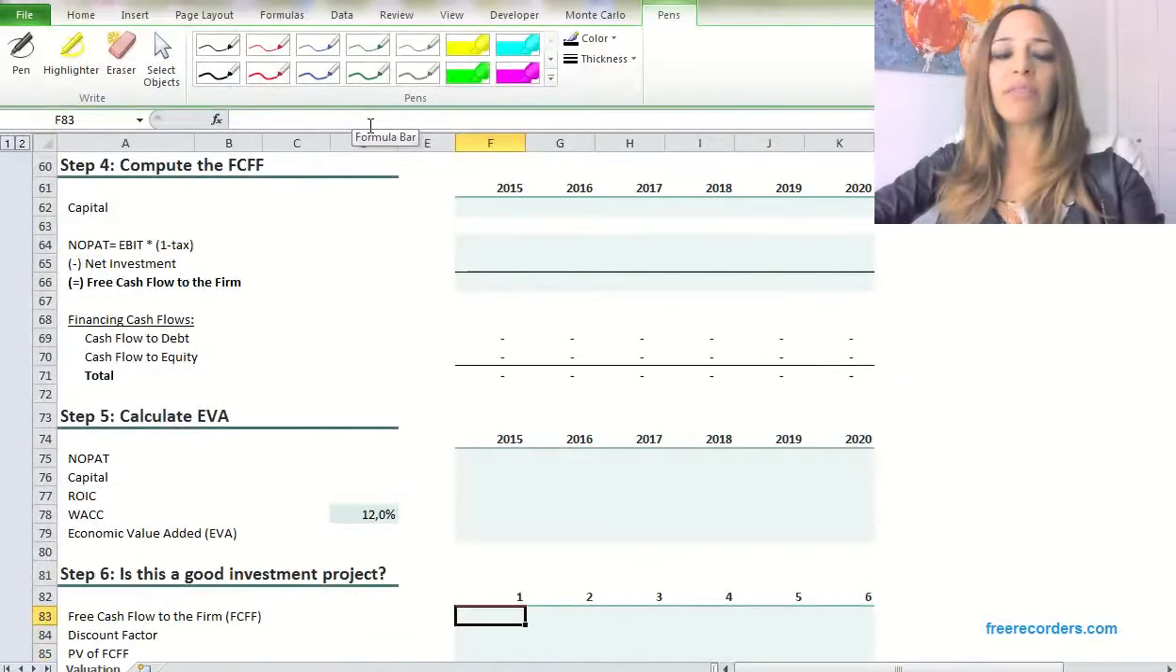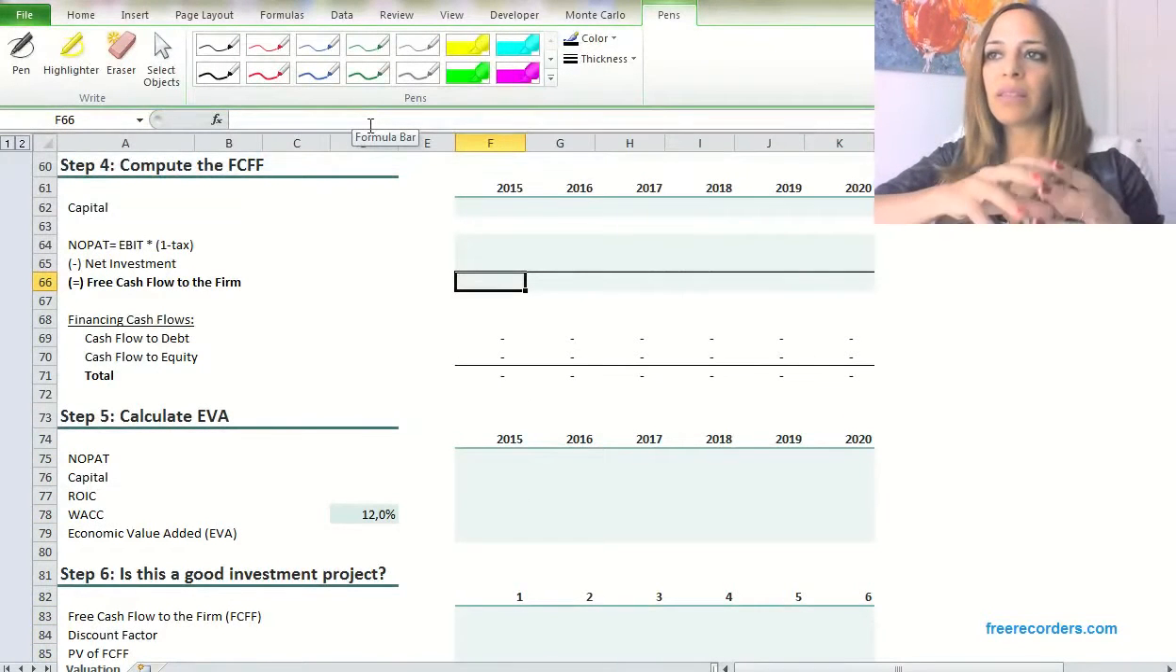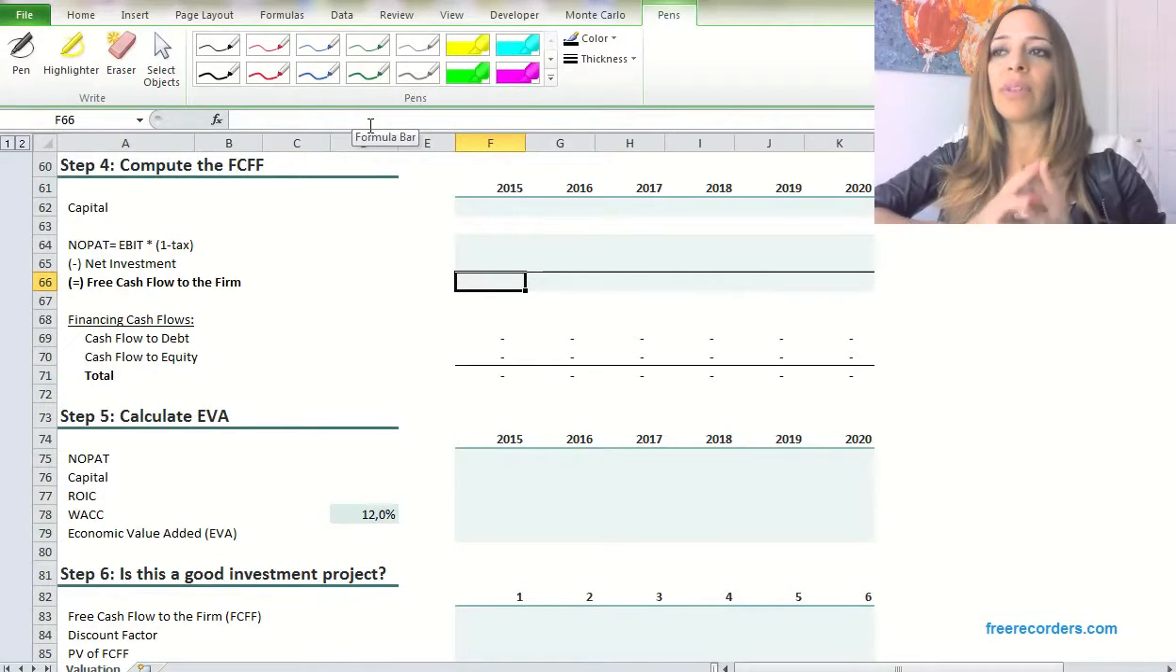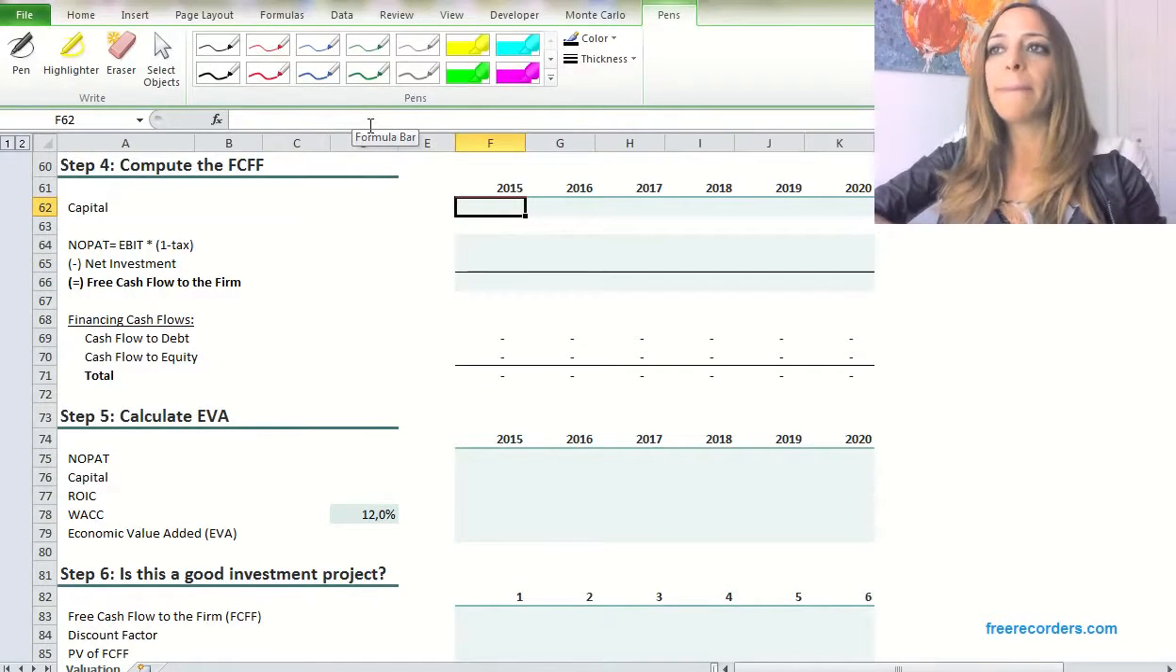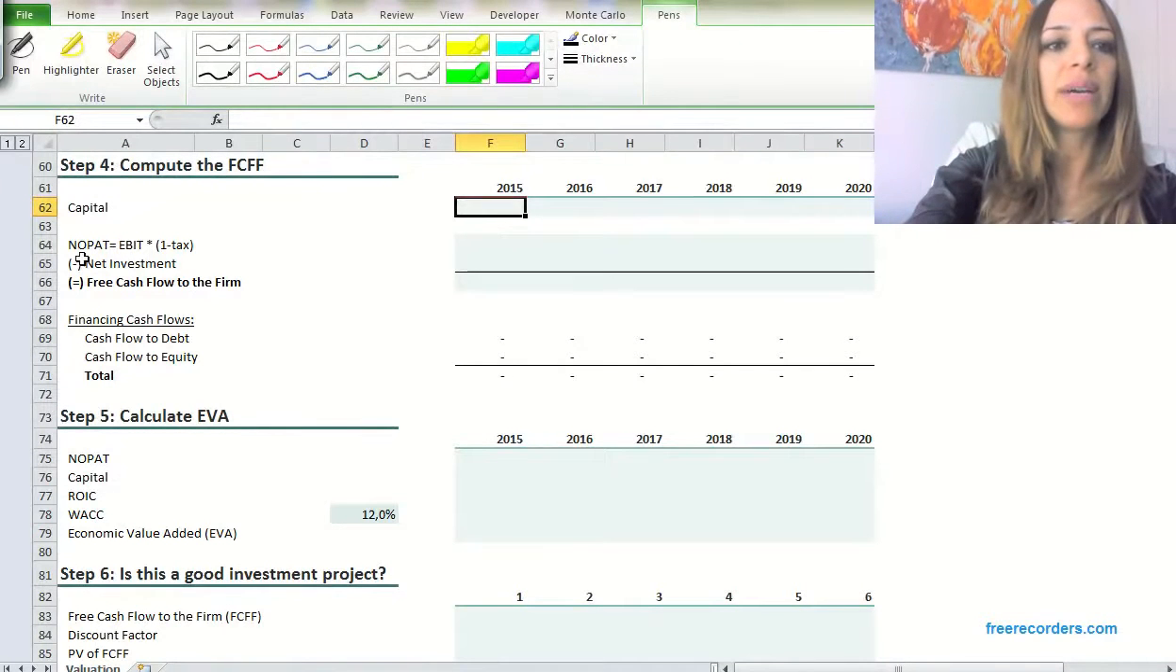Okay, now let's move to the free cash flow and EVA. These are the valuation methodologies that will tell us, at least for now, without any further analysis, whether this is a good project. And so the first one, the free cash flow, will be an estimation of how much cash the company will generate or demand. And this will be NOPAT minus net investment. Again, NOPAT minus net investment.